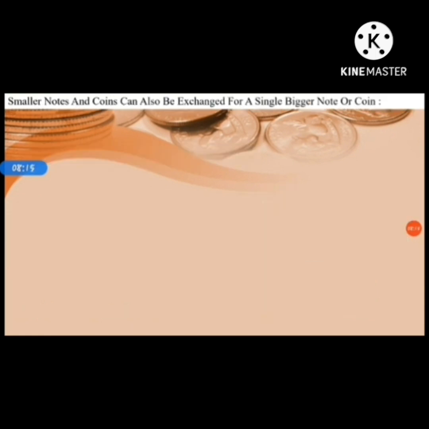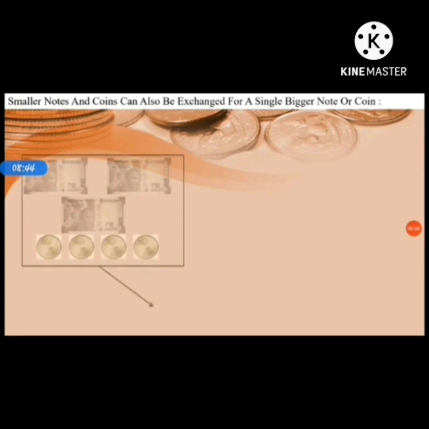Next is, smaller notes and coins can also be exchanged for a single bigger note or coin. See, it means if we have smaller notes and coins, then we can add them, and we can exchange for a bigger note or a coin. Note or a coin, anything we can exchange. Let's see how to do that.